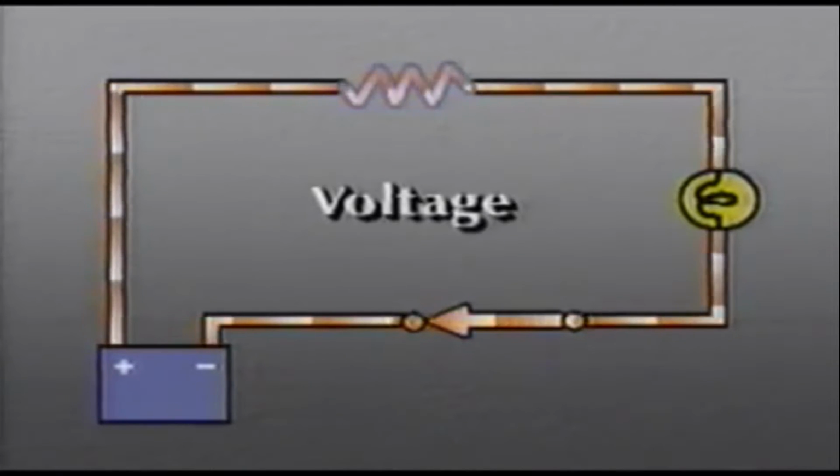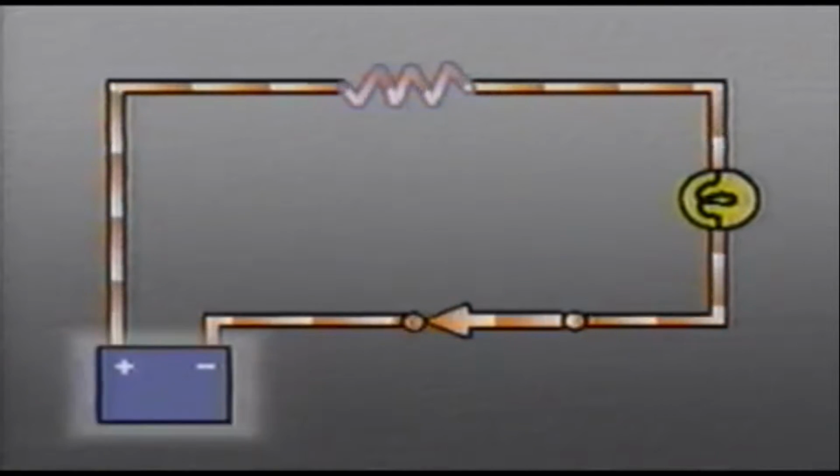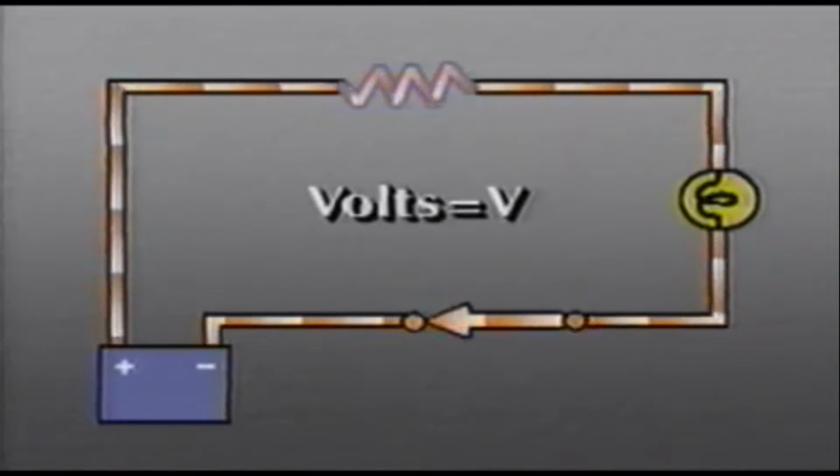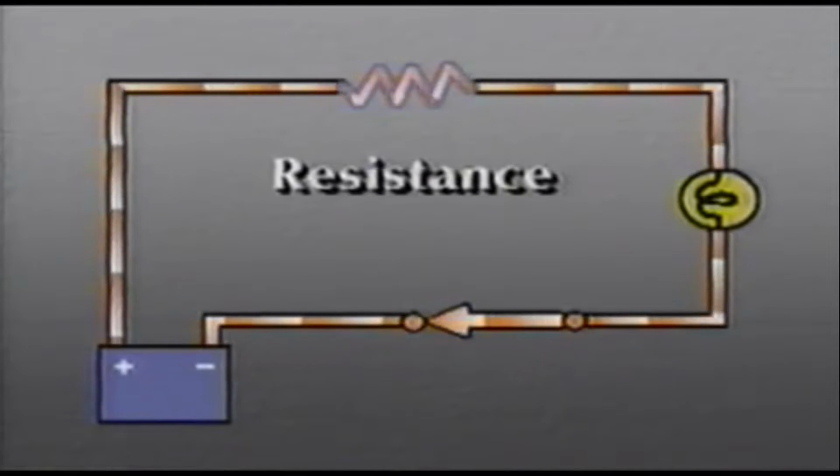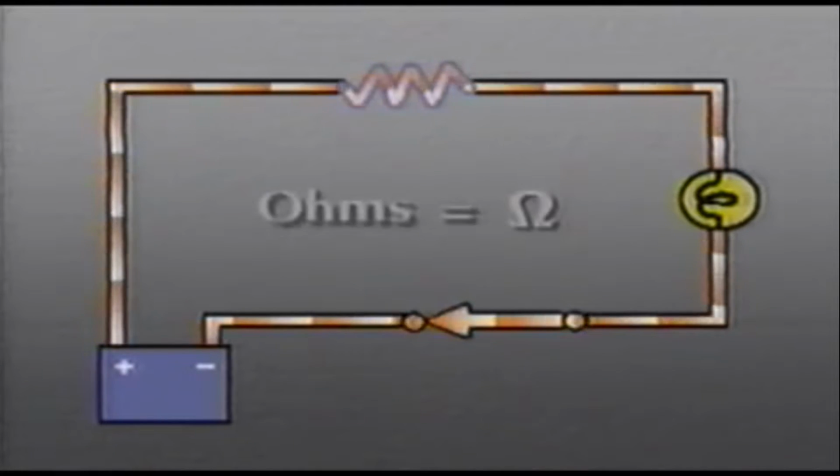Voltage is the electrical force or pressure that will cause current to flow through the load in the circuit. Voltage is measured in volts. We use the letter V to represent volts. Resistance is the restriction of current flow through a circuit. Resistance value is measured in ohms. The Greek omega symbolizes ohms.